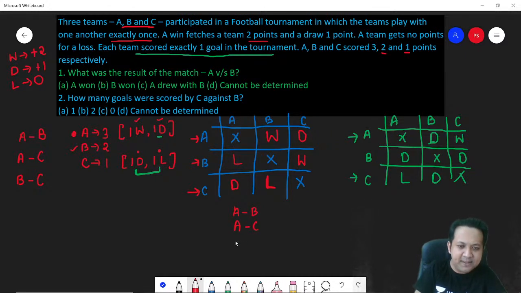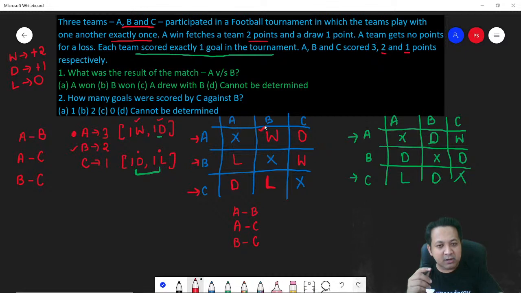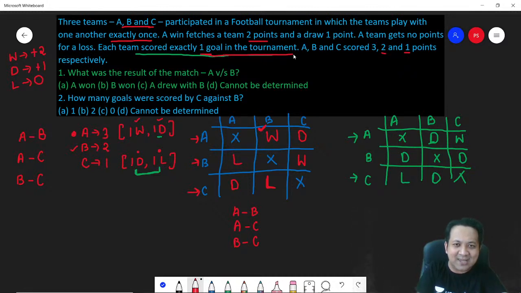AC and BC. Now remember, A wins against B. If it is winning, it has to score a minimum of 1 goal, because if A is at 0, it could not have won. Best case, it would have been a 0-0 draw. But A versus B, A is winning. And more than 1 goal is not possible, because every team scores exactly 1 goal in the tournament. So in the match between A and B, A would have scored 1 goal, and because B is losing, B would have scored 0 goals.